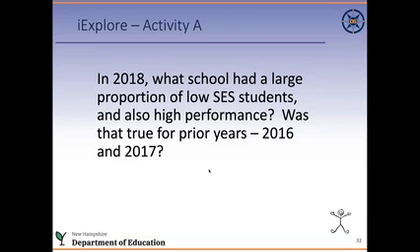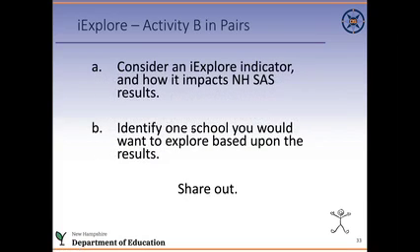An example activity is go into iExplorer for 2018 and take the indicator of low SES, which is the percent of students economically disadvantaged, and find out which school had some of the highest number of students in poverty, but also had high performance. We looked at that a minute ago, but again, this could be a good activity for you to do with your staff. And then you might have them just consider an iExplorer indicator and how it impacts NHS for your school. Maybe identify another school that they think they'd want to reach out to.